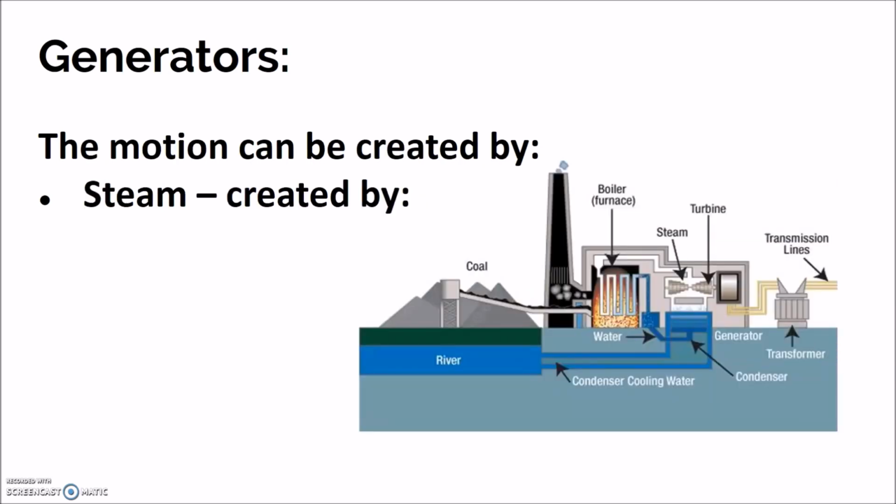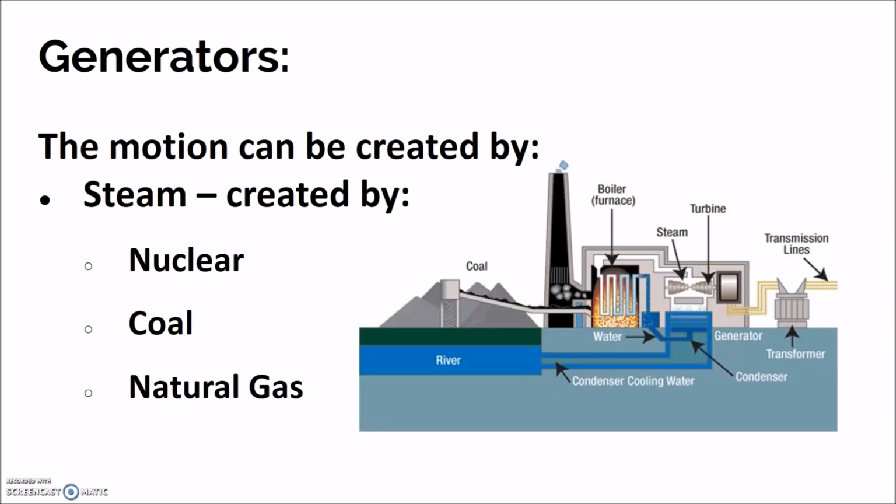We also have steam turbines. Steam turbines, the turbine is turned by steam. There are three different ways that we make steam. We can use nuclear power because nuclear power is very, very hot, and so it will turn water into steam. We can use burning coal to make steam because burning coal is really hot, and we can use burning natural gas. All of these things turn water into steam.